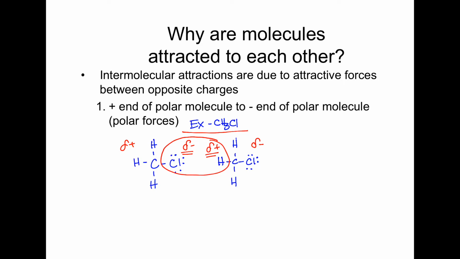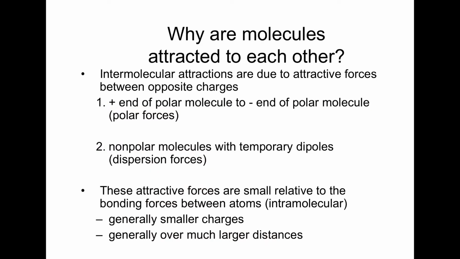And that's how polar molecules are attracted to each other. The positive end of one polar molecule is attracted to the negative end of another polar molecule. But this can also happen with nonpolar molecules. With nonpolar molecules, they can have what we call a temporary dipole, and while it has that temporary dipole, they can be attracted to each other. And we're going to talk about how that happens.